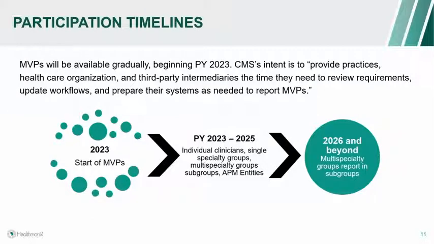And here's a nice participation timeline. MVPs will be available gradually beginning in 2023. This will allow everyone the time that they need to review requirements, update workflows, and then prepare their systems. And you'll see that from 2023 to 2025, MVPs will be optional and allow various reporting options, including multi-specialty groups and subgroups. For 2026 and beyond is really when they'll require that transition of multi-specialty groups to report in subgroups.